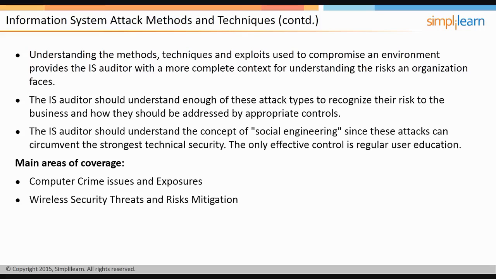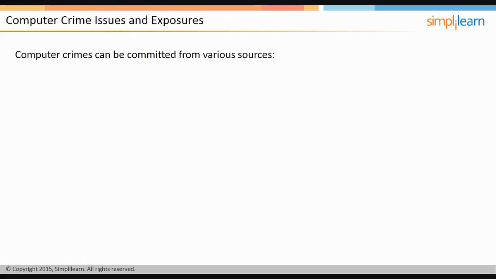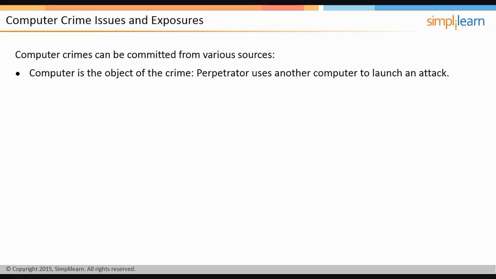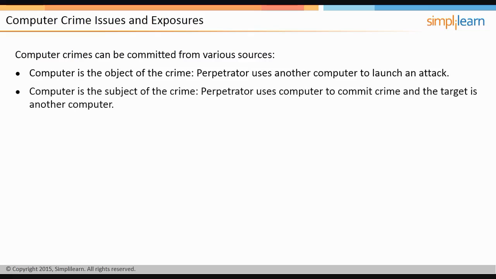In the next few screens, we will discuss computer crime issues and exposures. Computer crimes can be committed from various sources, including: computer is the object of the crime, where the perpetrator uses another computer to launch an attack; computer is the subject of the crime, where the perpetrator uses a computer to commit a crime and the target is another computer.